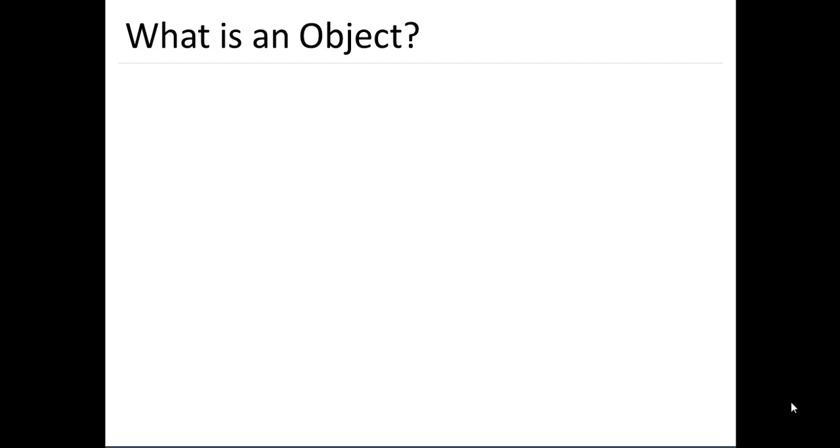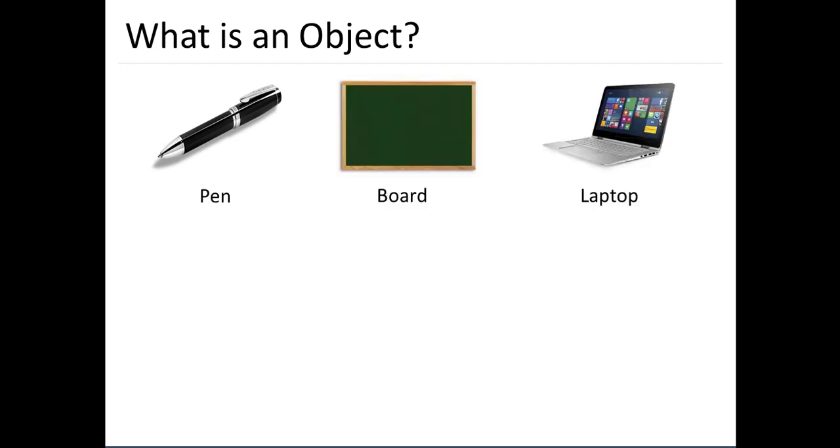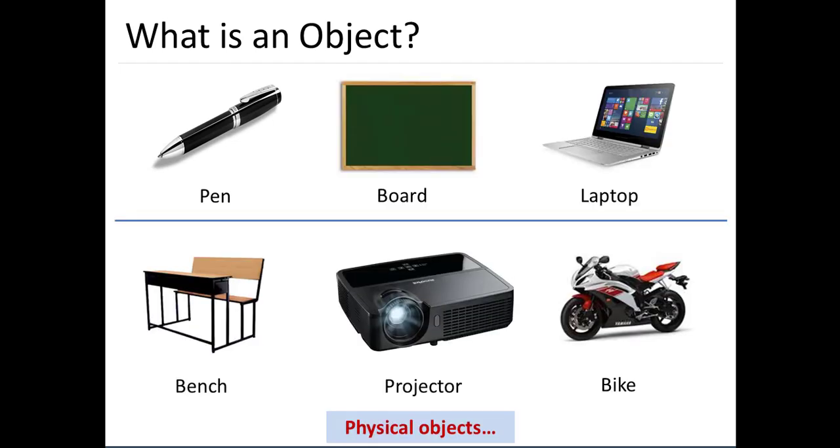Now in the second unit we are going to discuss classes and objects. As you all know, objects are nothing but any real-world entity which is relevant for your code. So we have some physical objects available in our real world, like a pen, a board, a laptop, a bench, a projector, a bike. All these are objects. So when we talk about a real-world entity, it is nothing but an object for us.